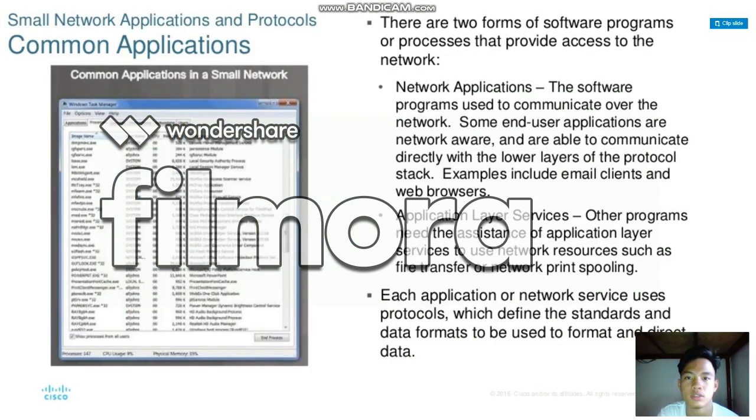So, common applications. There are two forms of software programs or processes that provide access to the network. The network applications, which are software programs used to communicate over the network, and the application layer services, which other programs need the assistance of to use the network resources, such as file transfer or network print spooling.